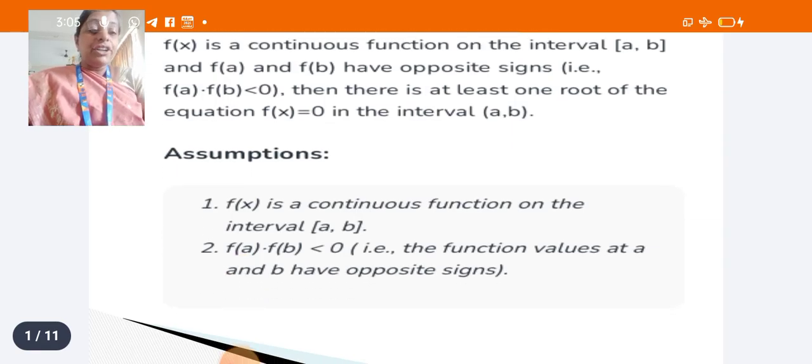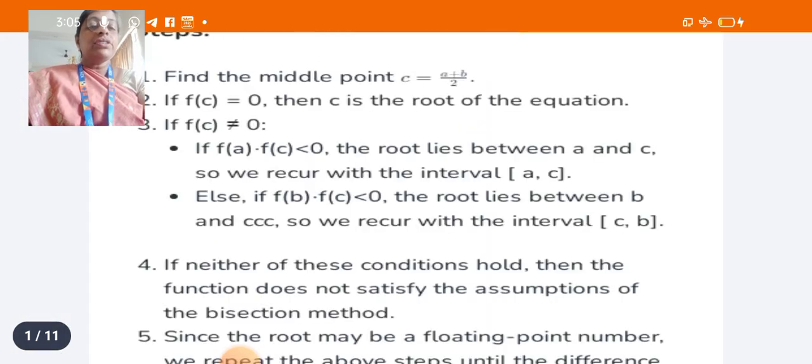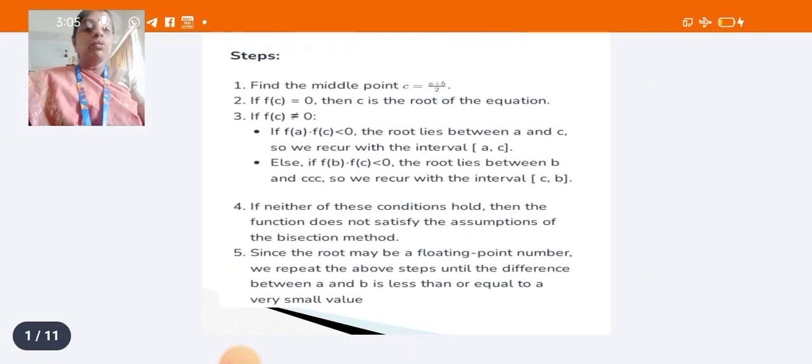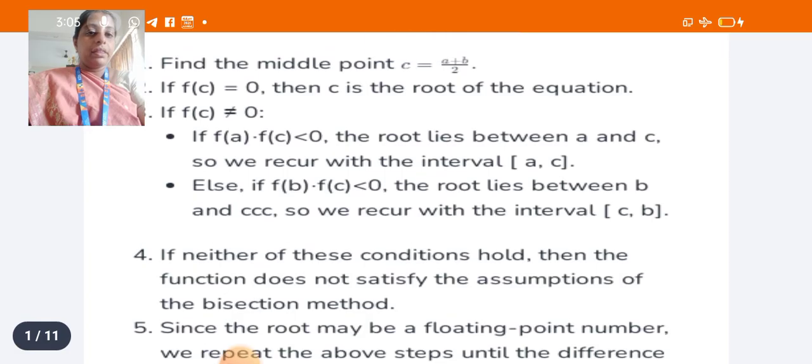Now we will see the assumption of this bisection method. f(x) is a continuous function on the interval [a, b], and f(a) × f(b) is less than 0. That is, the function values at a and b have opposite signs. Next we will see the steps for how to proceed with this bisection method.